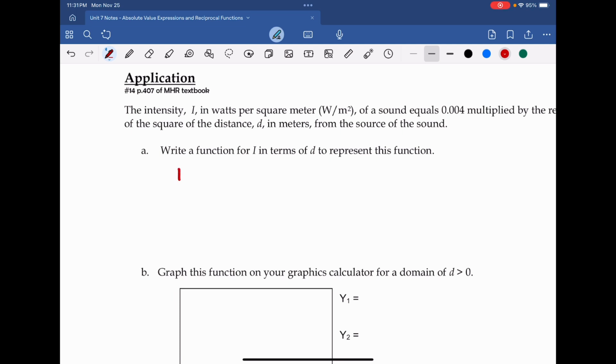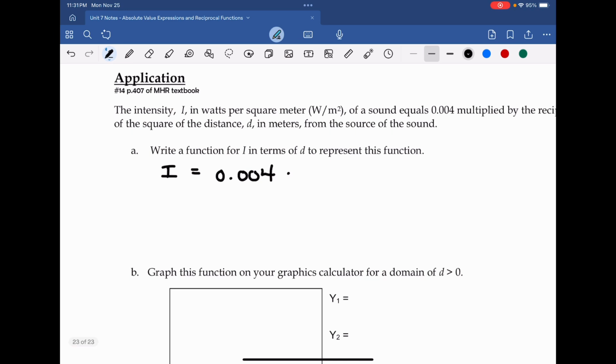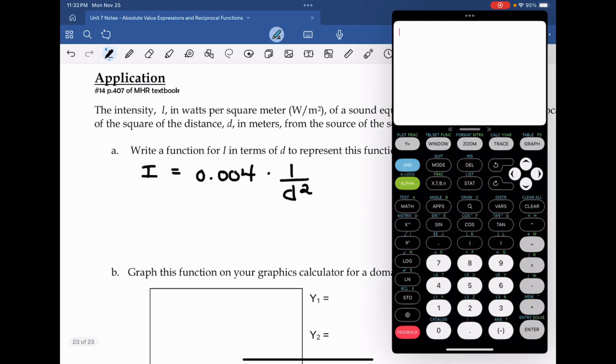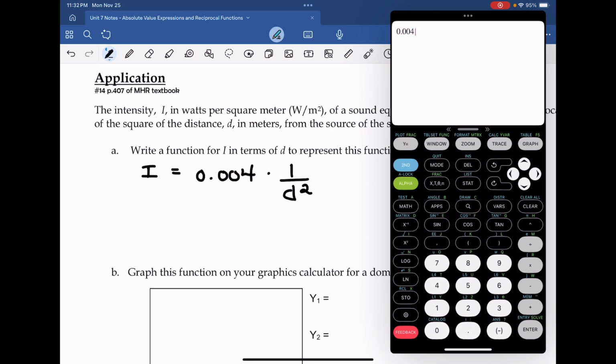We have intensity, which I'm going to write with a black pen for this one. Intensity is equal to 0.004 multiplied by the reciprocal. As soon as they say the reciprocal, it's a fraction, 1 divided by the distance squared, or d squared. Now, as soon as you get a decimal like this, I would encourage you to type it in and see if you can get a fraction. So 0.004, math frac, we get the fraction, it's 1 over 250.